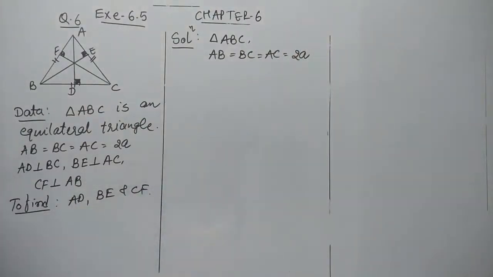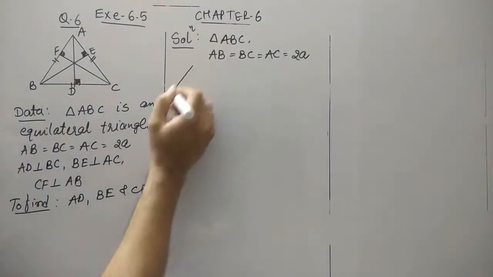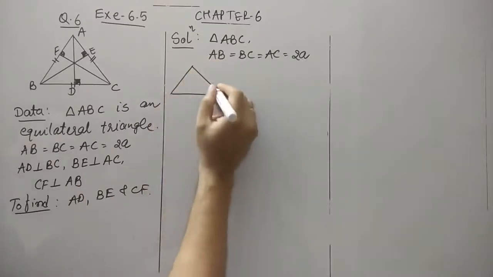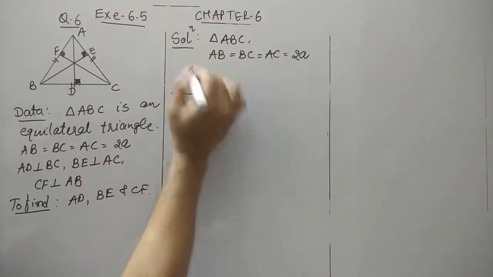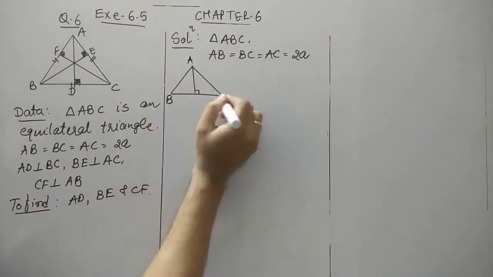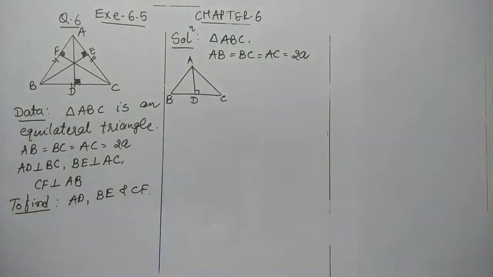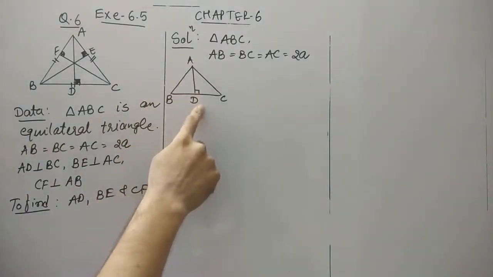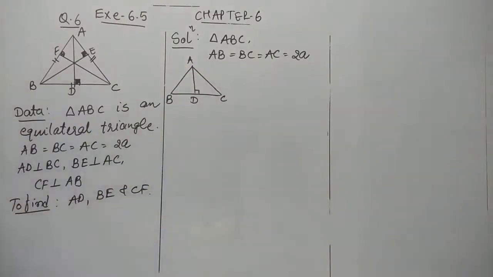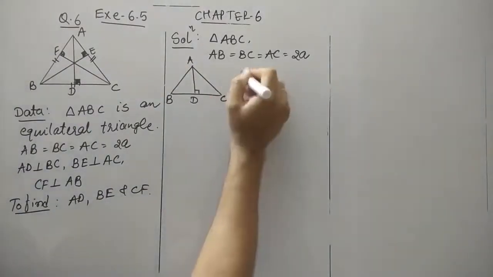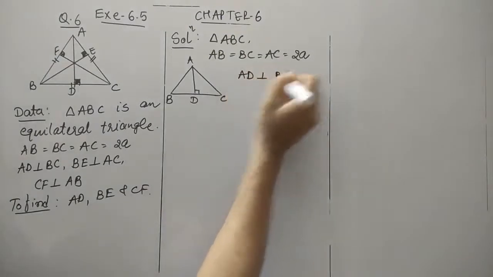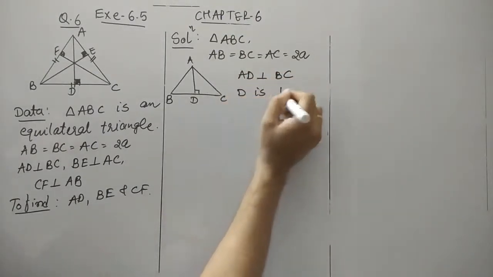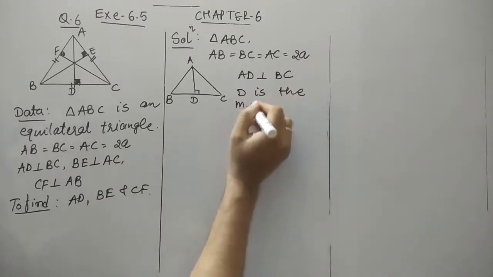Whatever length of altitude we obtain, remember students, that will be the formula which can be used later. So let me draw the triangle here. As it is an equilateral triangle, remember, whenever you construct an altitude, that also becomes a median. Once again, whenever we construct an altitude in an equilateral triangle, this altitude is also considered the median. That means, as it is given that AD is perpendicular to BC, D is the midpoint of BC.